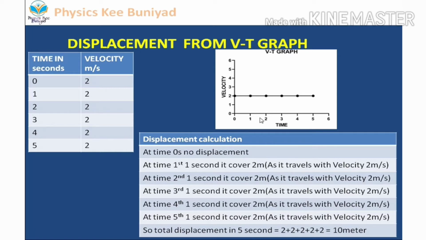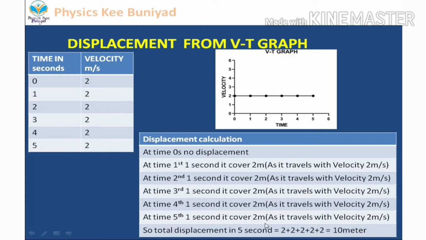Again at the second 1 second, its velocity is 2, so it will cover 2 meters in 1 second. Similarly in the third case, as the velocity remains constant, it again covers a 2 meter distance in 1 second. So in the fourth case the same thing will happen, and in the fifth case the same thing will happen, because the velocity remains constant.